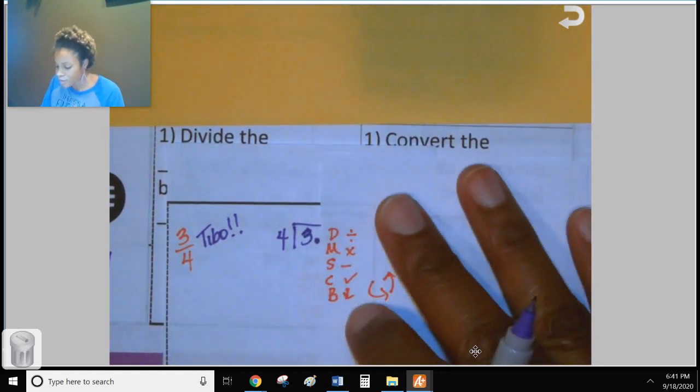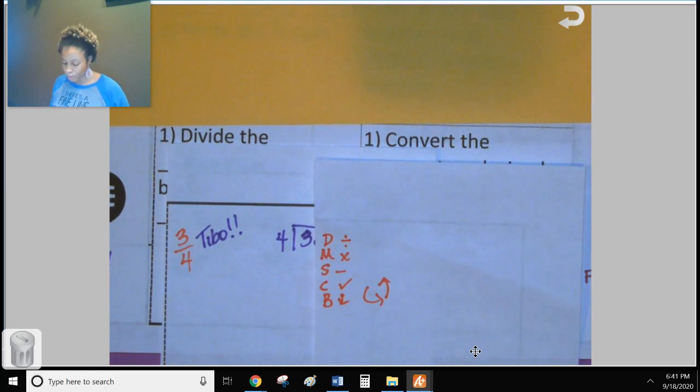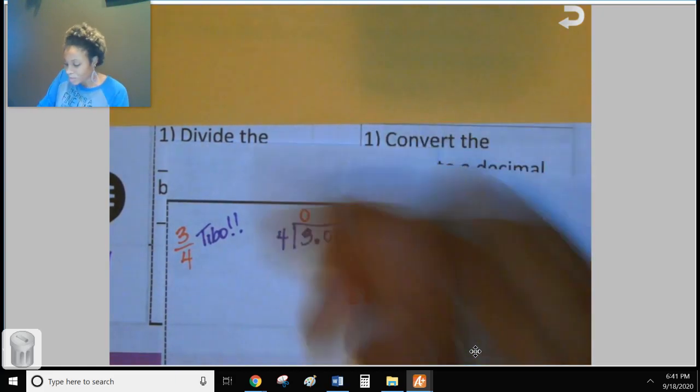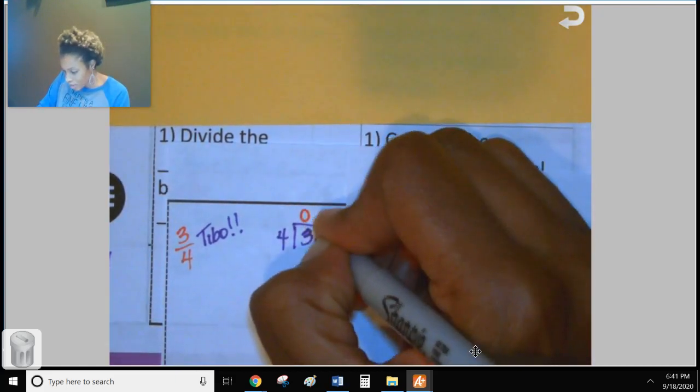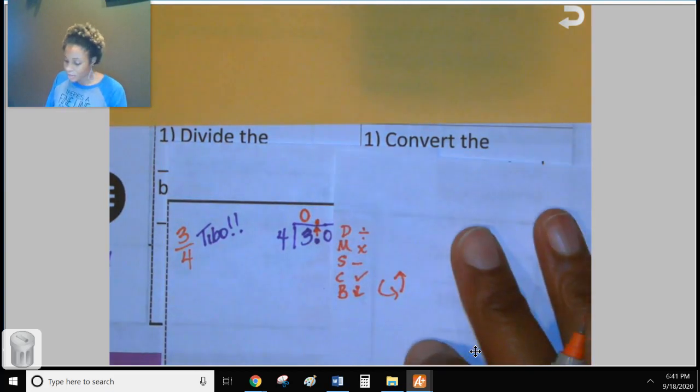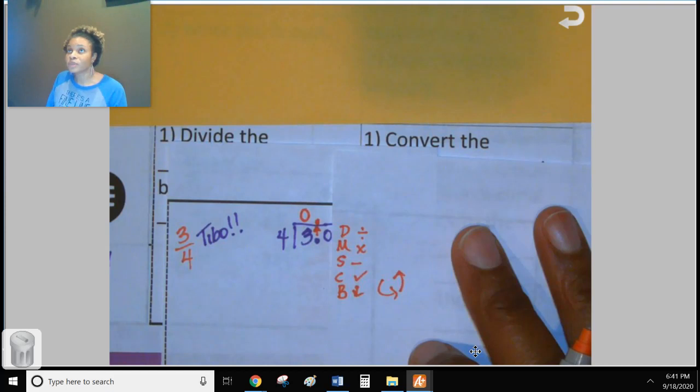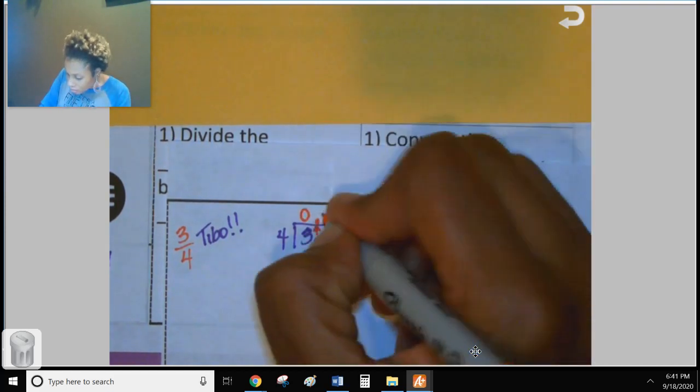How many times can 4 go into 3? Hopefully you are saying no times, so we're going to put a 0 there. Again, I forgot to bring that decimal point up. You guys need to be saying, bring that decimal up. How many times can 4 go into 30? If you think about it, 4 times 7 is 28. That's the closest I can get.